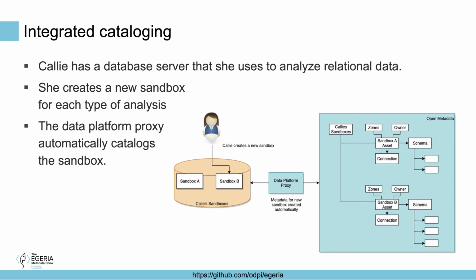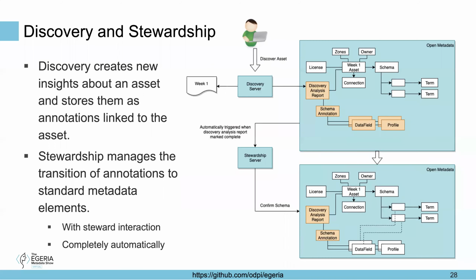So that's integrated. And then the final one is the discovery and the stewardship. So as I say, the discovery server is running discovery services, and they are creating a whole series of what we call annotations that are all the findings that they've had from analyzing the content. And then when the discovery service completes, the discovery analysis report that it's created with all the annotations hanging off of it is then marked complete, and that causes a notification to go to the stewardship server.